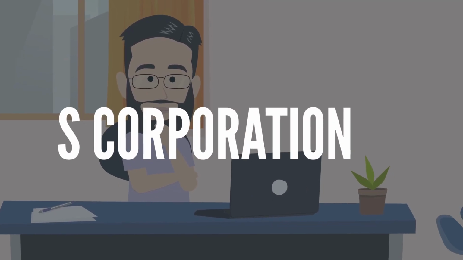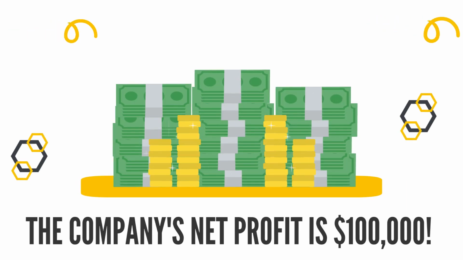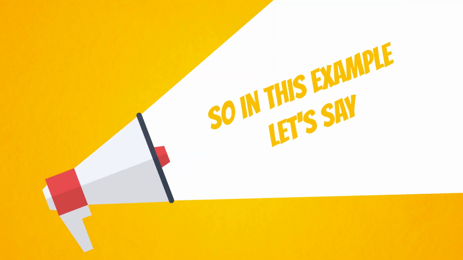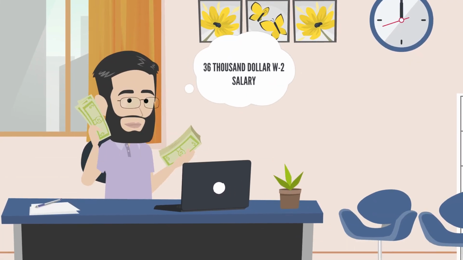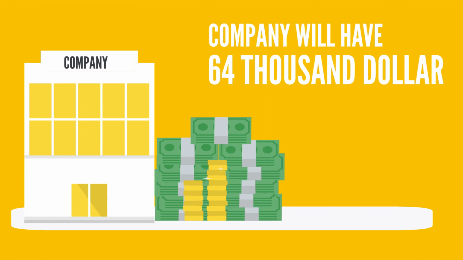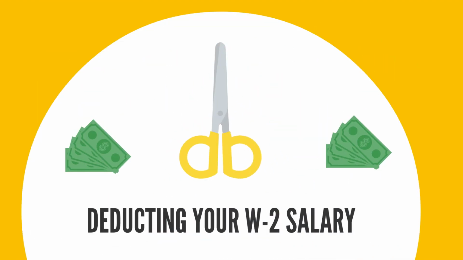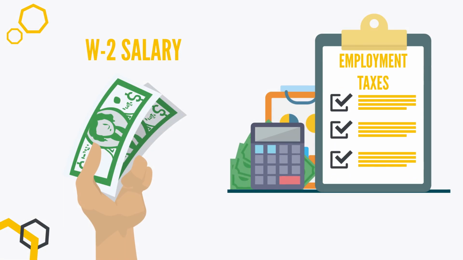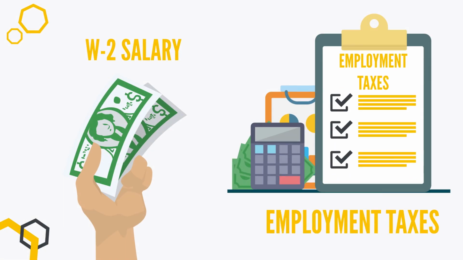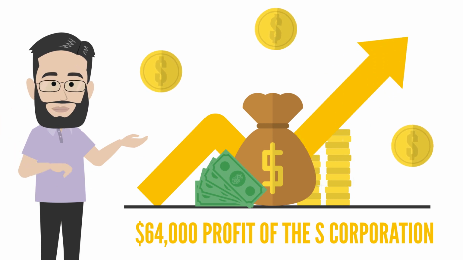Let's say you're a shareholder employee of an S corporation, and the company's net profit is $100,000. So in this example, let's say the company pays you a $36,000 W-2 salary. Then, the company will have a $64,000 profit after deducting your W-2 salary. While your W-2 salary will be subject to employment taxes, the $64,000 profit of the S corporation is pass-through income.